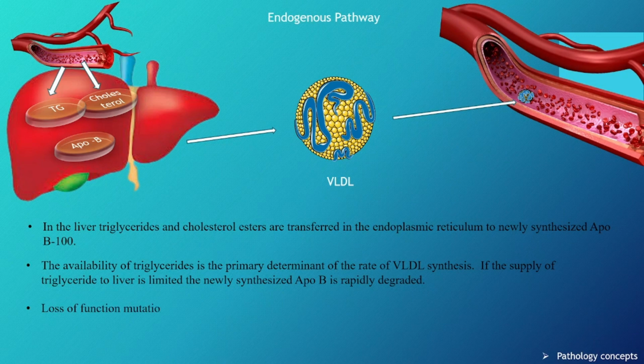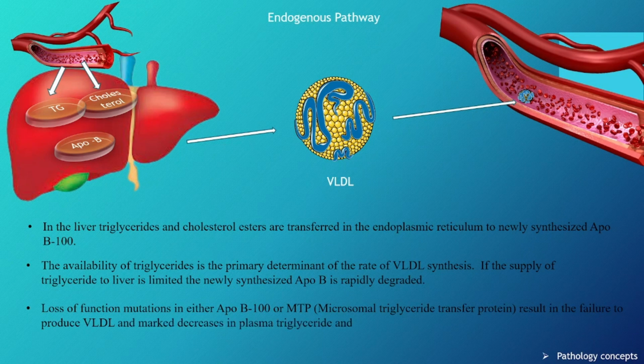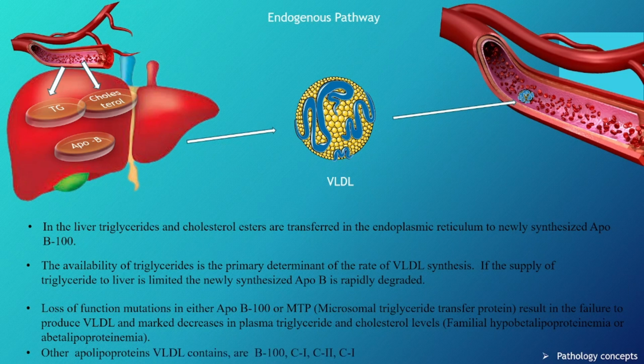blood circulation. The loss of function mutation in either ApoB or MTP results in the failure to produce VLDL and marked decrease in the plasma triglyceride and cholesterol levels, as seen in familial hypobetalipoproteinemia and abetalipoproteinemia. Other apolipoproteins VLDL contains are B100, C1, C2, C3 and E. This is the endogenous pathway of VLDL formation.